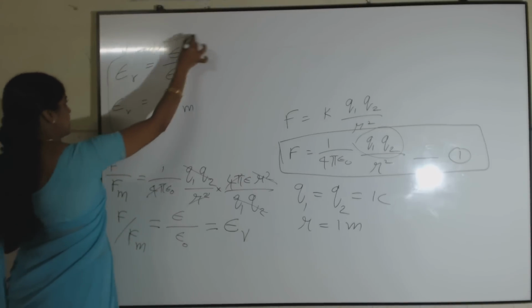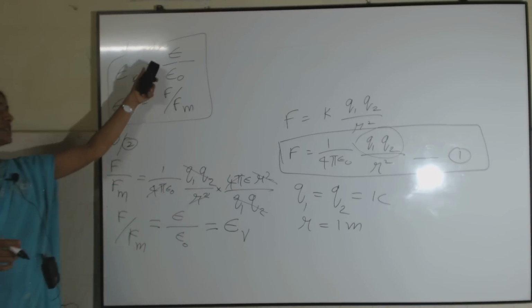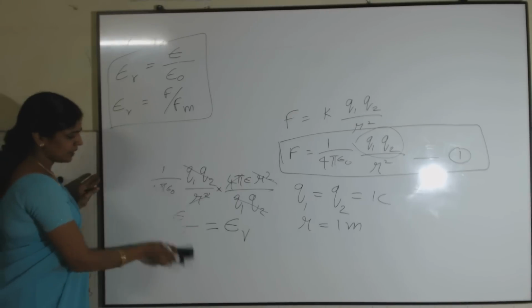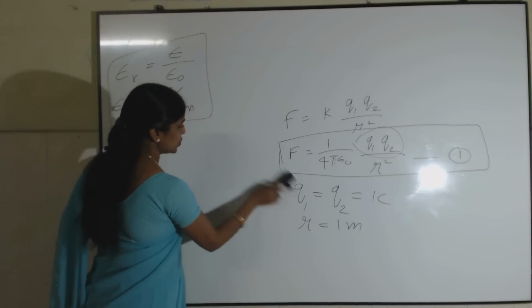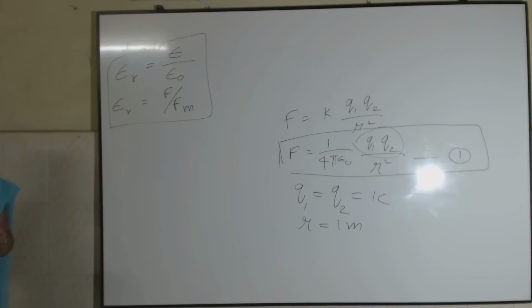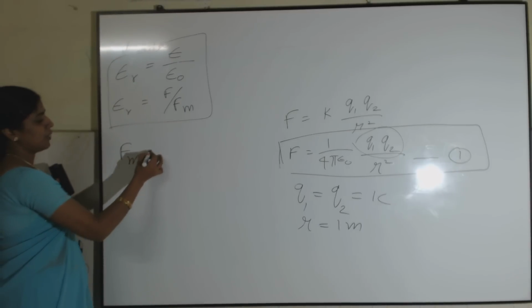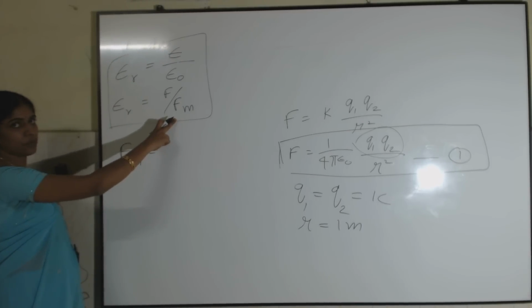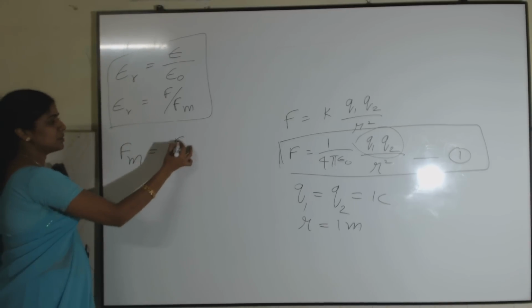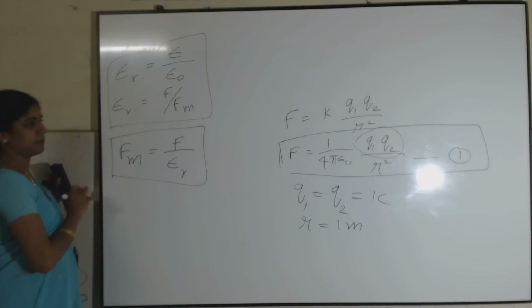So again these two formulas are very important. That is the relative permittivity formula based on epsilon and based on the force. For air or vacuum, this epsilon R value is equal to 1. That is also very important. If it is Fm, how can I write this? How to find out the force of attraction or repulsion if the charges are kept in a medium? Fm equal to F by epsilon R. Again this formula is also very important.